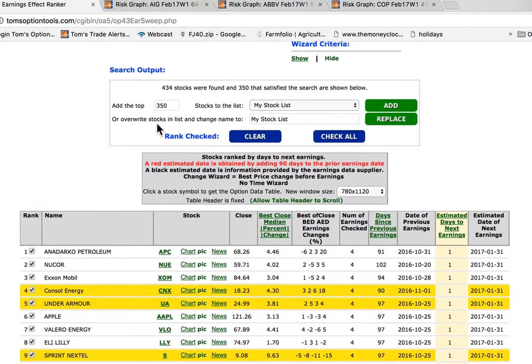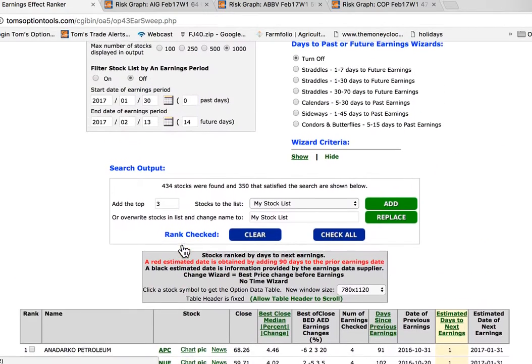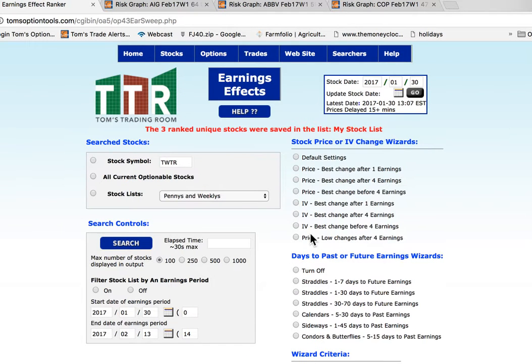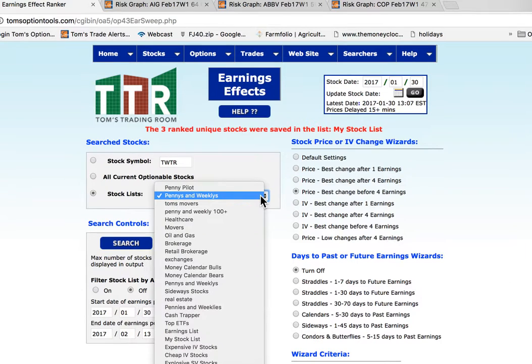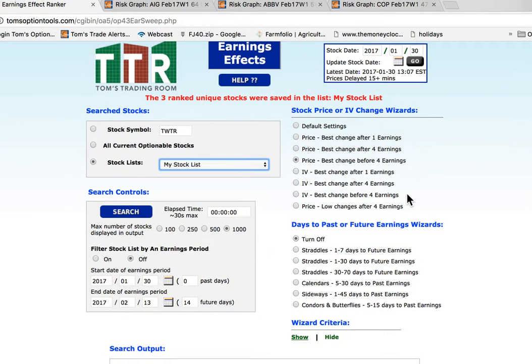So what I'm going to do is clear everything out, and I want to check mark 1, 2. Just going to look at these 3. Now, let's take those 3 and replace my stock list. So now whatever was in my stock list, I don't care about right now. Right now, I only have 3 stocks in my stock list. So I want to change. Instead of looking at that big penny weekly list, I want to look at my stock list. Remember, it has those 3 stocks in it. But what I want to see is what those 3 stocks are doing in terms of implied volatility before earnings. So this won't take long at all.